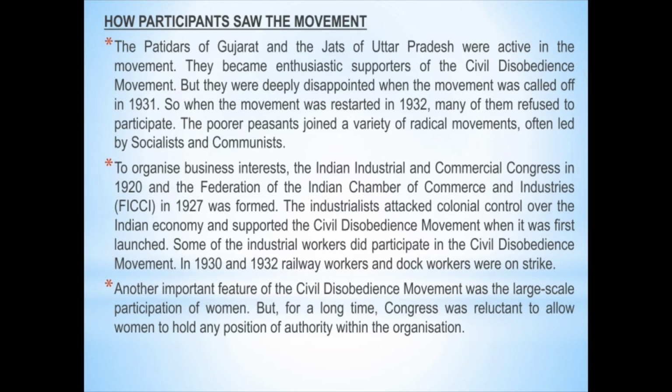To organize business interests, the Indian Industrial and Commercial Congress was set up in 1920, and the Federation of Indian Chambers of Commerce and Industry was formed in 1927. The industrialists attacked colonial control over the Indian economy and supported the civil disobedience movement when it was first launched. They also had a personal benefit in terms of relaxation in the customs duties. Some of the industrial workers did participate in the movement in 1930 and 1932.